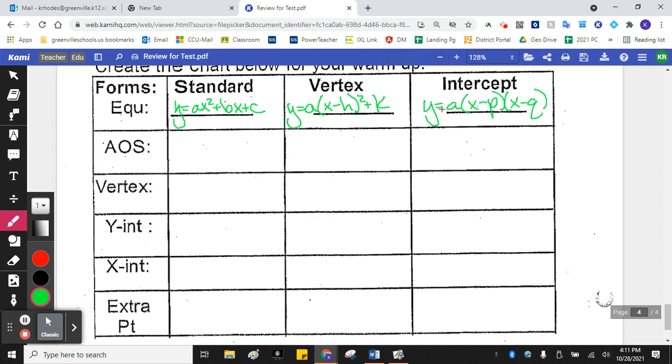On your equations, make sure they're equations. Y equals is what makes them equations. Make sure this has a squared and this has a squared, or it's going to be points off. And then we'll go down.